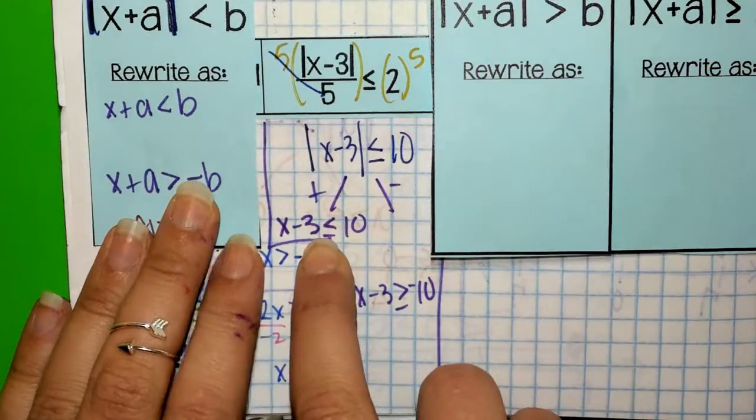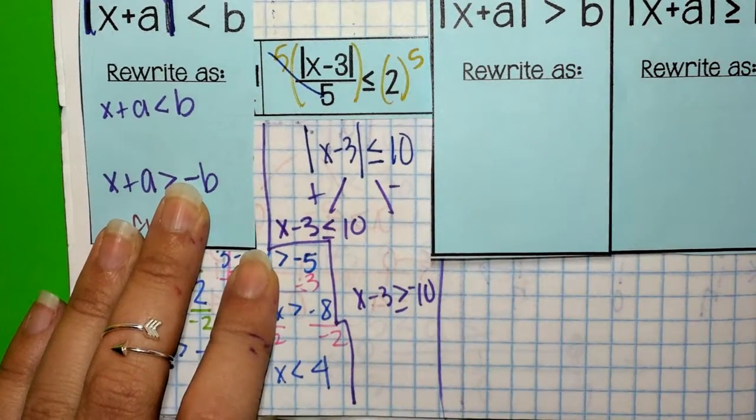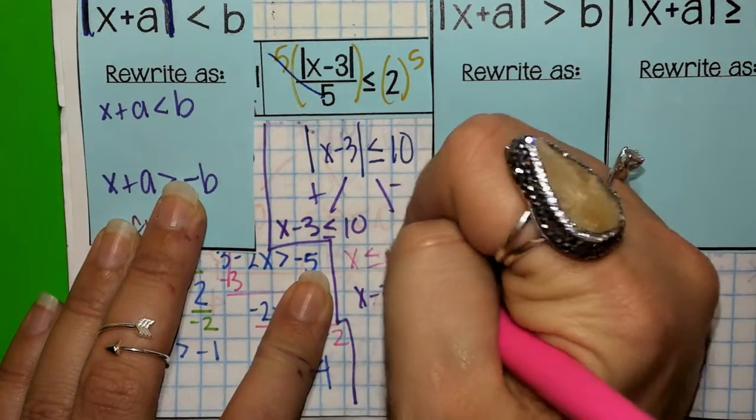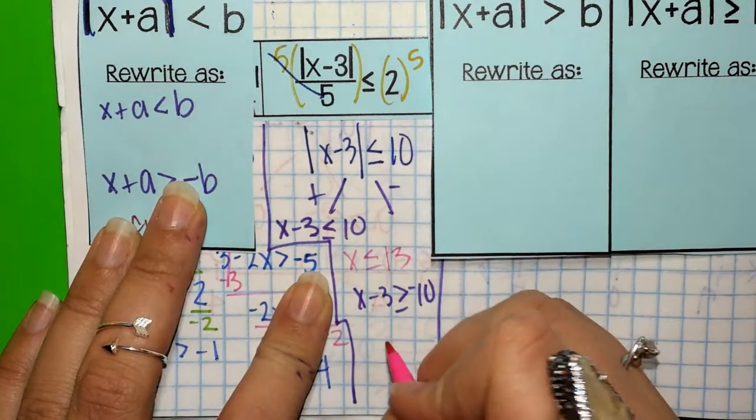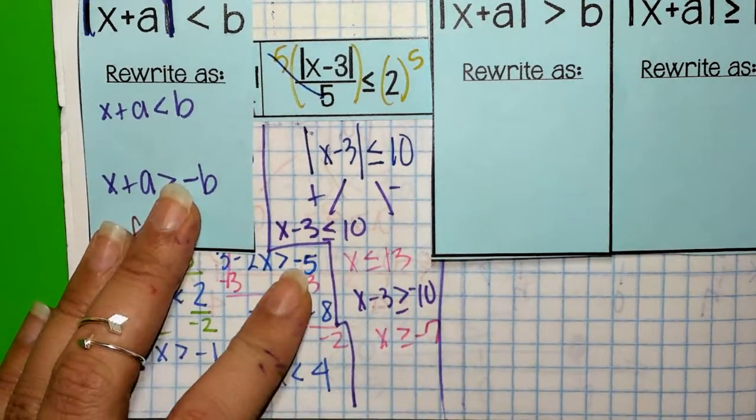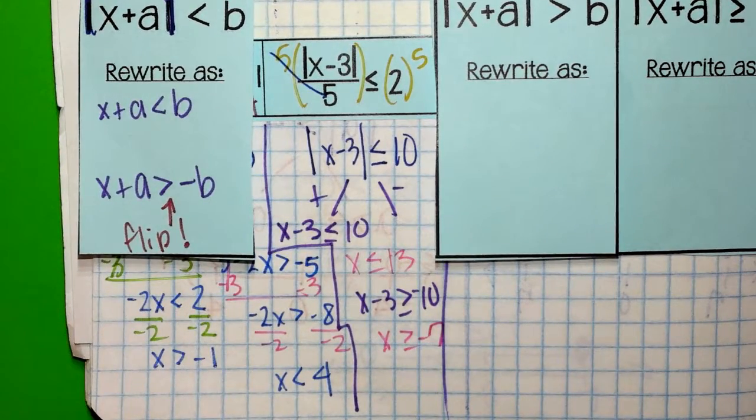Alright, so once you get to this point, hopefully everybody added 3 to both sides, so that your answer is x is less than or equal to 13 and x is greater than or equal to negative 7. How many of us got that part right? Hey, that's good. Great job.